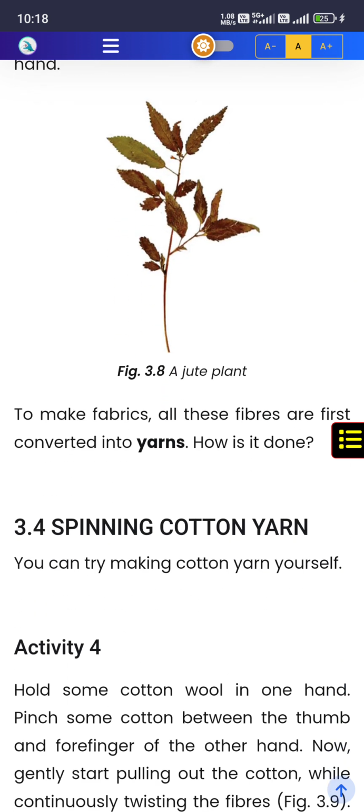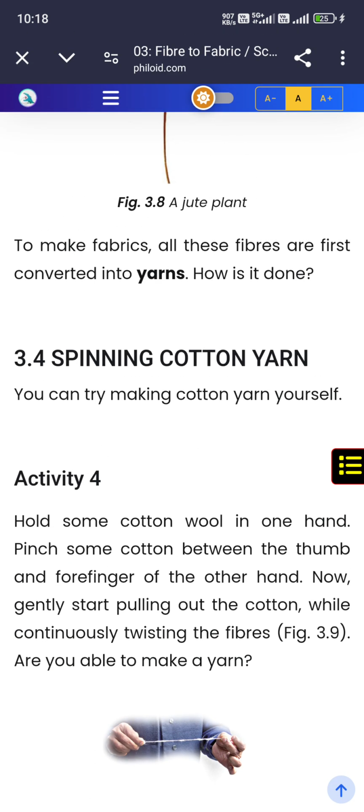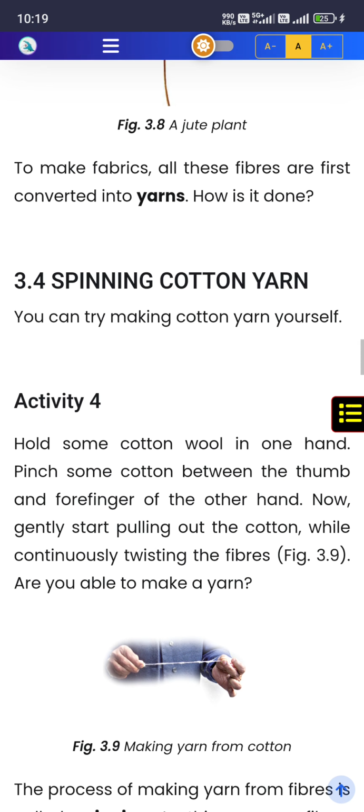That's how you make jute fiber. These fibers are then converted into yarns, and then these yarns are woven into fabric, and that's how it's done. Next up is 3.4, which is spinning cotton yarn.